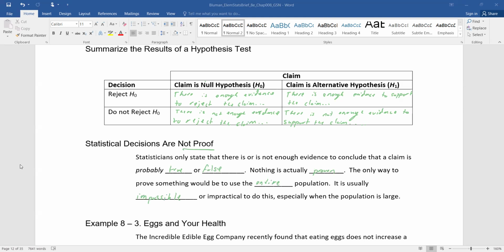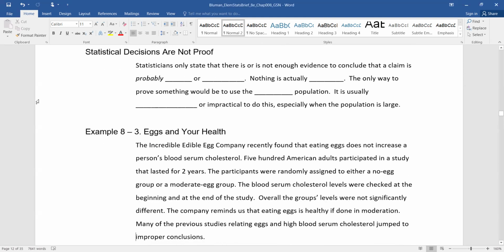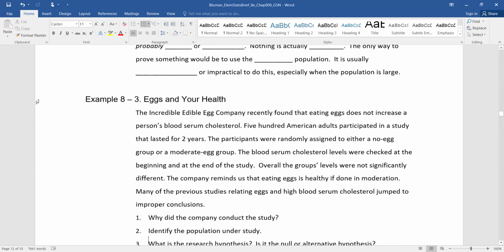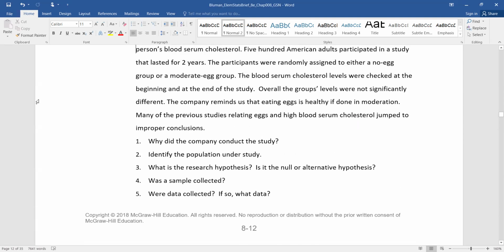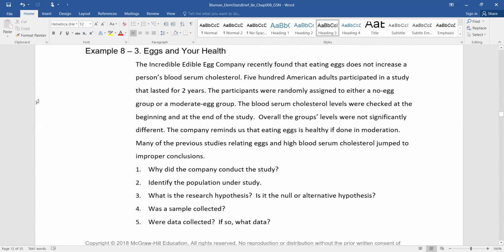All right, so let's do one last example. It is kind of long, but let's do it where we're putting all this together. Still not running any tests, but just seeing if we're able to write it out correctly. That's what we're practicing right now. So in example 3, we're going to talk about eggs and your health. The incredible edible eggs does not increase a person's blood serum cholesterol. 500 in a study that lasted for 2 years.